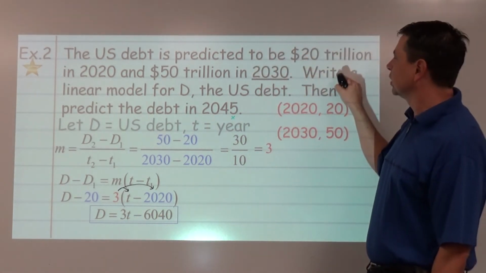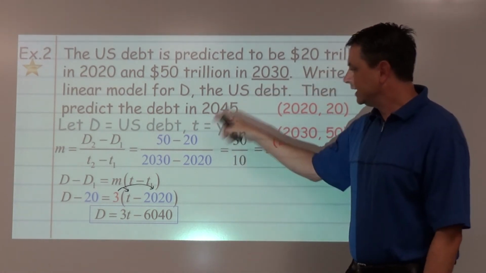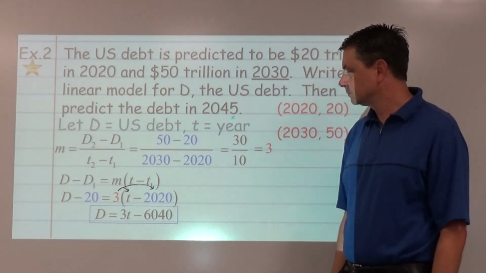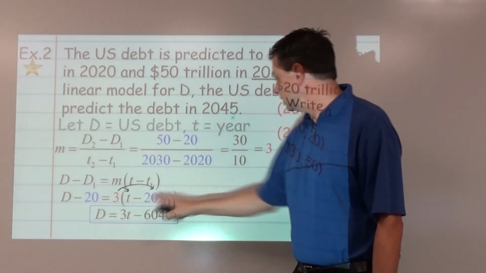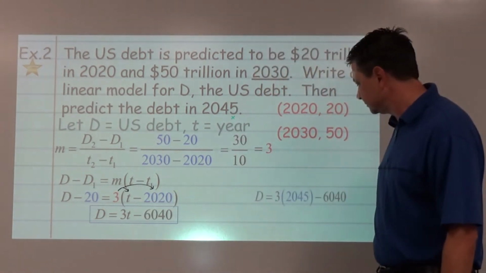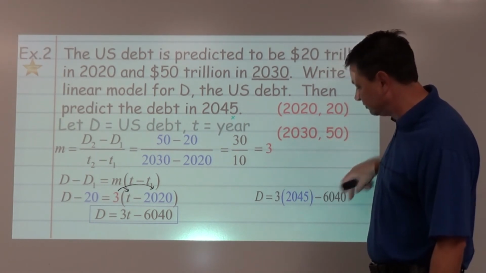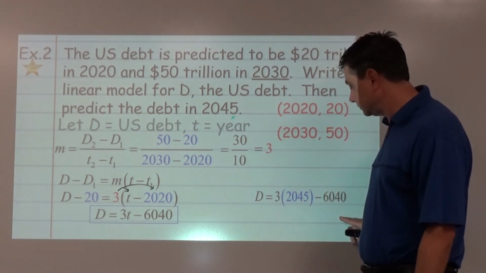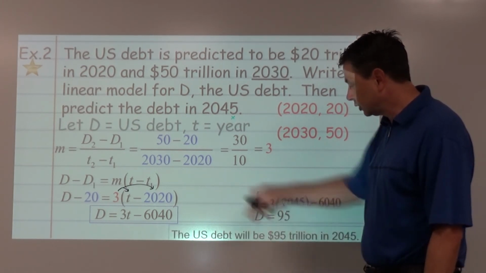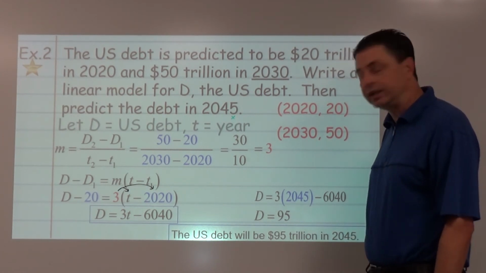Now the second part of the question, predict the debt in 2045. Into our model, where do we put the 2045? For t, because it's the year. t equals the year. So substitute that in. D equals 3 times 2045 minus 6040. Use a calculator. You get 95. So the U.S. debt will be $95 trillion in the year 2045.